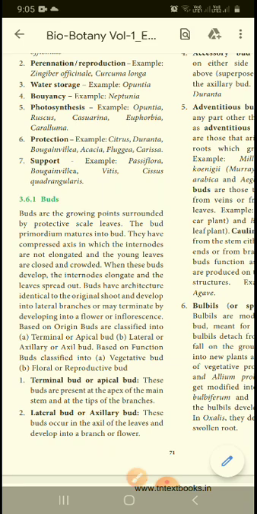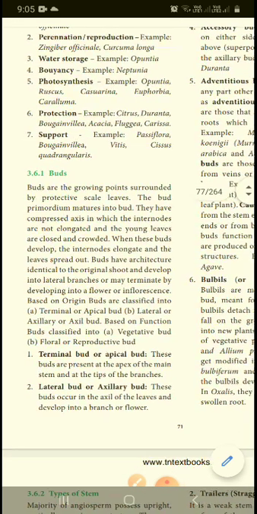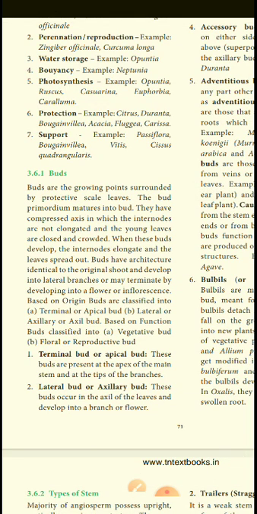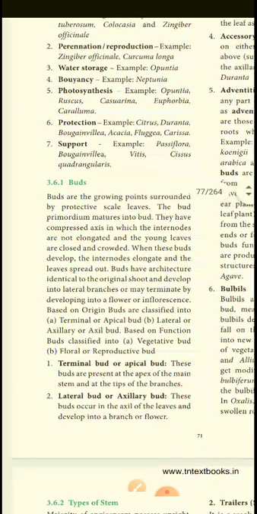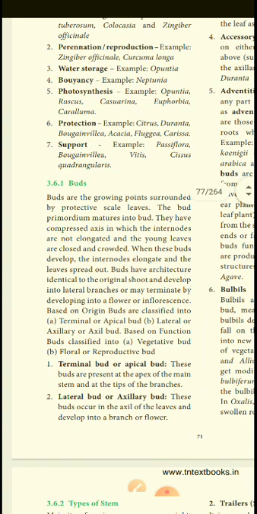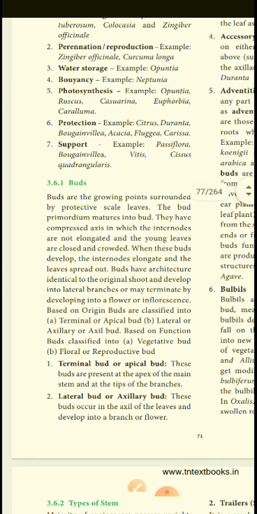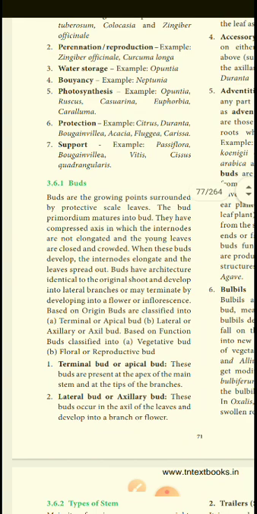Buds that are identical to the original shoot develop into lateral branches. Based on origin, buds are classified into terminal or apical buds and lateral or axillary buds. Based on function, they are classified into vegetative buds and floral buds. Floral means reproductive, and vegetative means without reproduction. Terminal or apical buds are present at the apex of the main stem and at the tip of the branches.